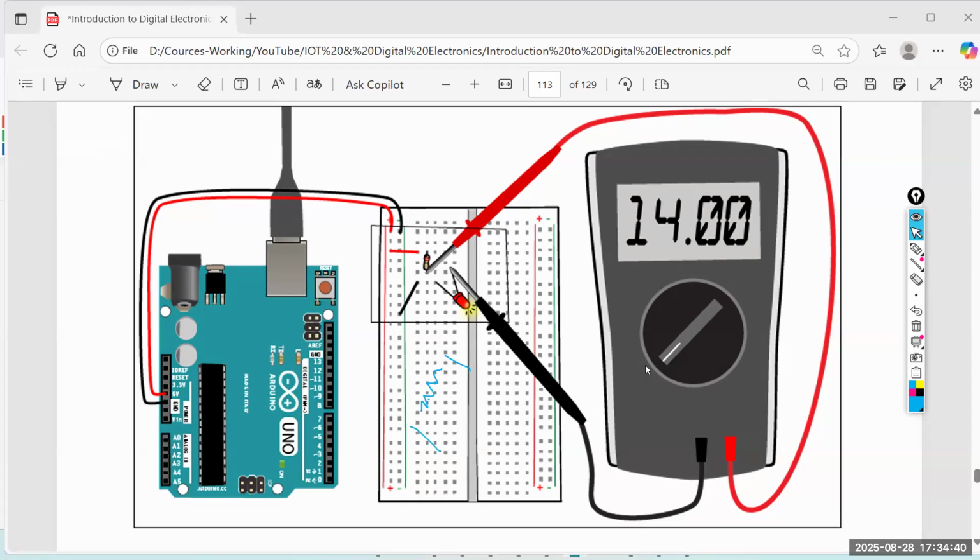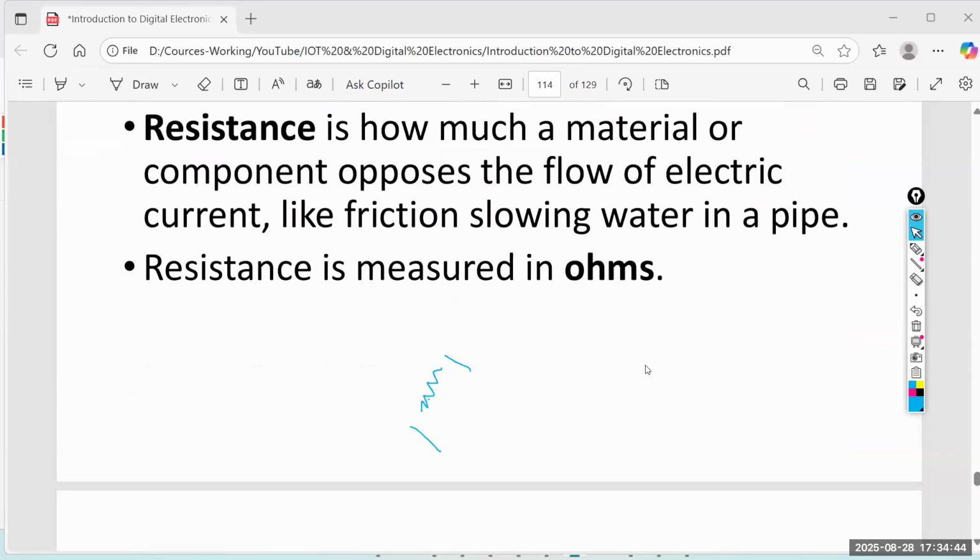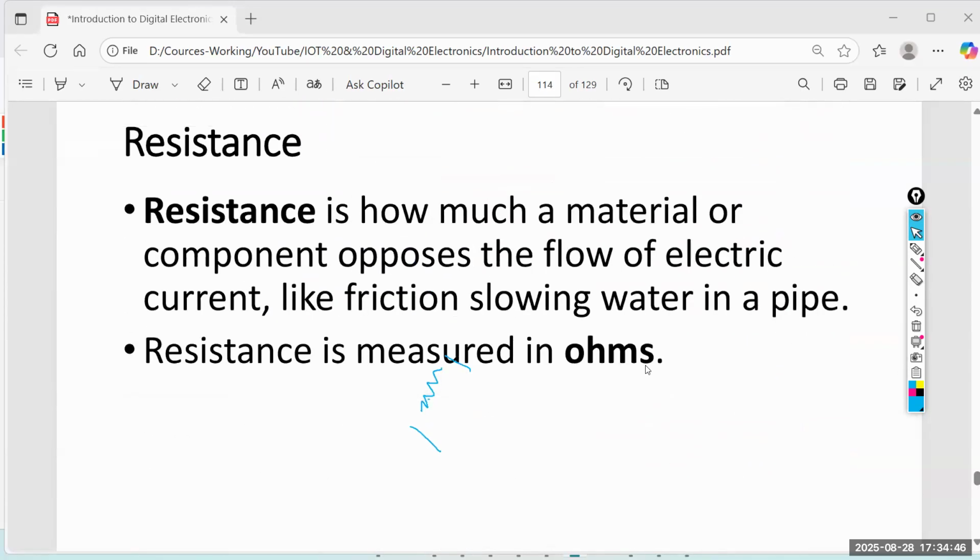Okay. So I'll explain about how to use the multimeter also. Okay. So resistance is a property of the material.